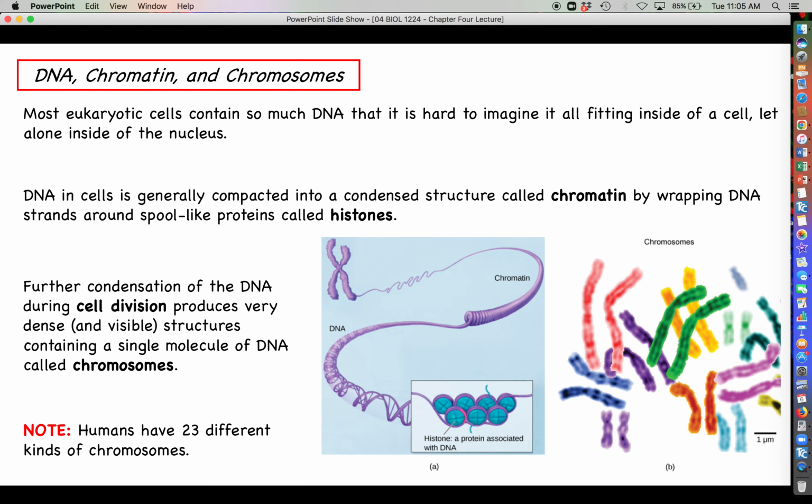But just to give you some perspective, human cells have 23 different kinds of chromosomes, and most human cells store 2 copies of each chromosome. So for any given human cell, that cell has to store 46 different chromosomes and fit them all in the nucleus. So we have to have a way of condensing the DNA so that it's all going to fit inside of the nucleus.